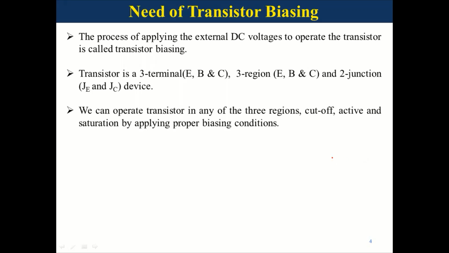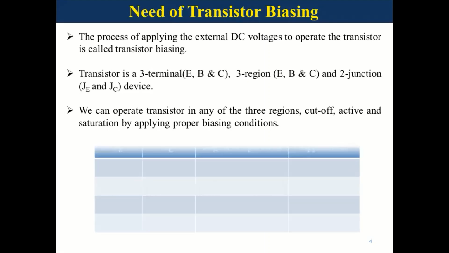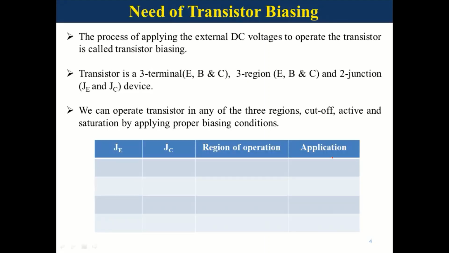We can operate the transistor in any one of the 3 regions, such as cutoff region, active region and saturation region, by applying proper biasing conditions. Emitter junction, collector junction, region of operation and application. Suppose if emitter junction is forward biased and collector junction is reverse biased, then the transistor is said to be operated in active region. Then the transistor can be used as an amplifier.